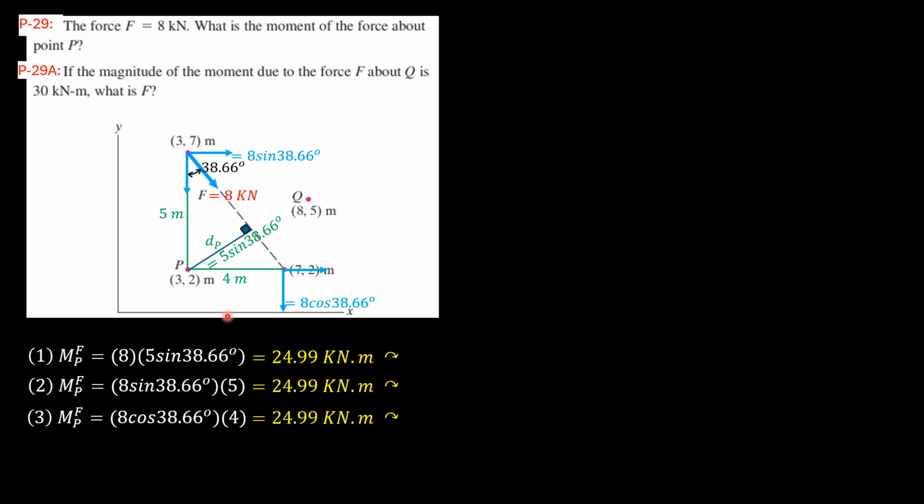Now, how about with respect to Q? I'll just present two solutions. So the direct way, force times perpendicular distance to Q, I'll leave that to you, as long as the answers would be the same. So I'll construct right triangles between (3, 7) and Q as shown in this figure here. So the vertical distance is upper y 7 minus lower y 5, so 2 meters. The horizontal distance is 8 minus 3, so 5. So that's 2 meters for the vertical leg and 5 meters for the horizontal leg.